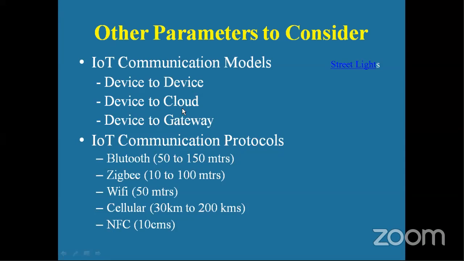Then device to cloud. Now let us say I'm going to discuss one of the case studies with you people. We will come to that, and I will even demonstrate that to you people. Device to cloud is where the device is directly connected to the internet. Now for this, the device should have a global IP address. It is important that the device should have a global IP address. In that case only will the device be able to communicate to the cloud directly.